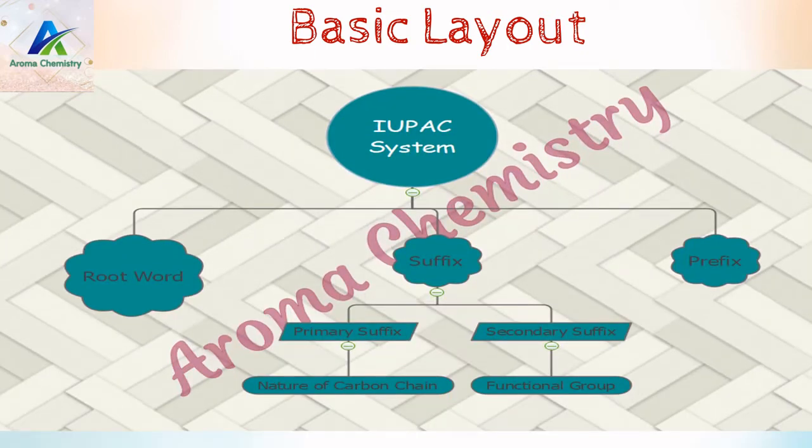The basic layout of IUPAC nomenclature: the IUPAC system consists of a root word, suffix, and prefix. Suffix is split into primary suffix and secondary suffix. Primary suffix is the nature of the carbon chain. Secondary suffix is the functional group. Let us look at the individual components separately.